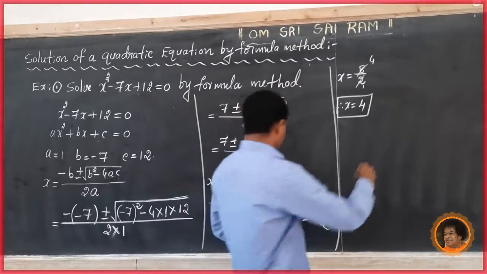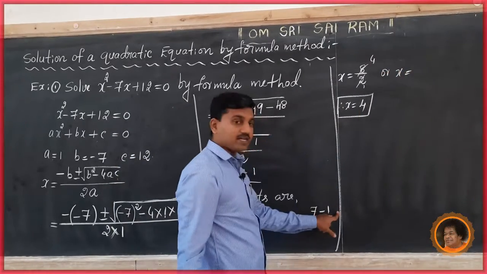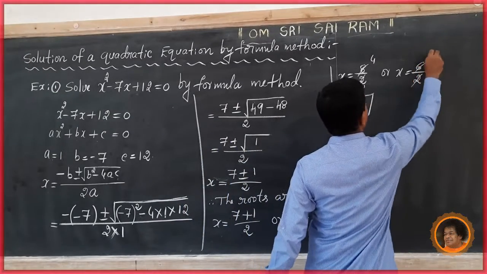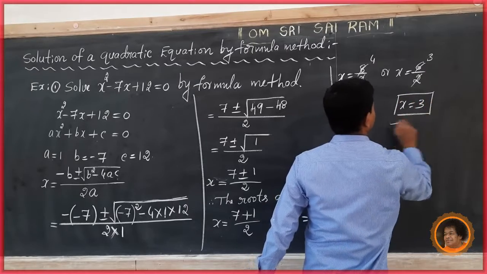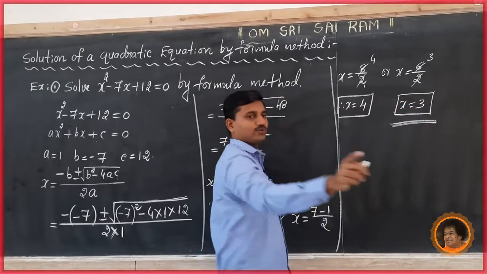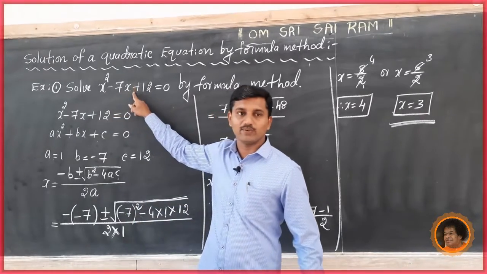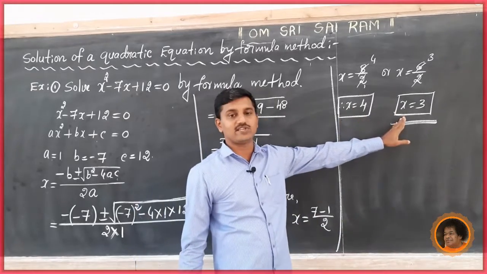And one more, or x equal to 7 minus 1. 7 minus 1 is 6 divided by 2. 2 ones are 2, 2 threes are 6. So therefore x equals 3. So these are the roots of the quadratic equation x square minus 7x plus 12 equal to 0. So x equal to 4 and x equal to 3.